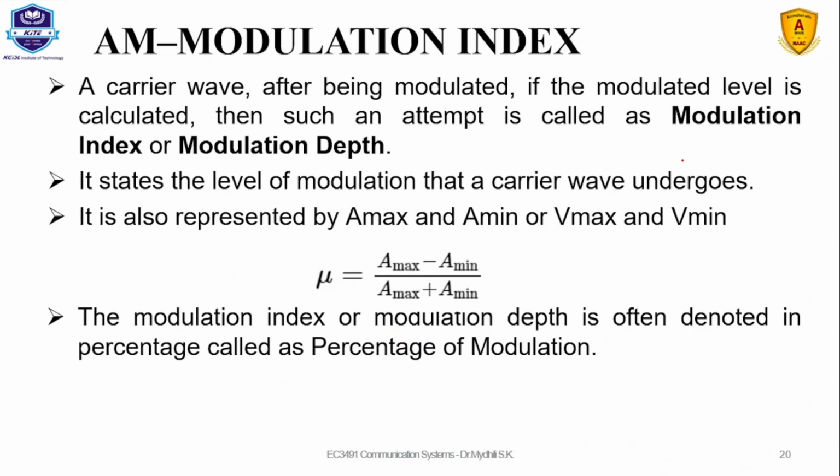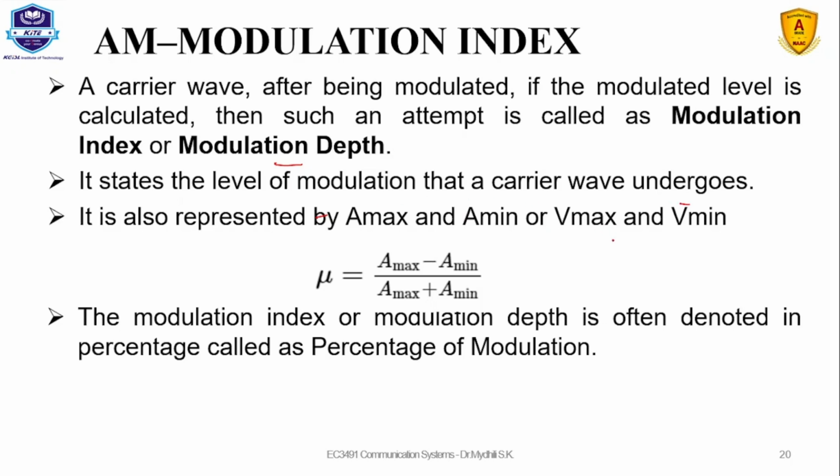Now coming to the modulation index part. A carrier wave, after being modulated, has a level or depth of modulation, and that is given by the modulation index. So that is called the modulation index or modulation depth. How much the carrier is modulated is explained by the modulation index. Simply, it states the level of modulation that a carrier wave undergoes.